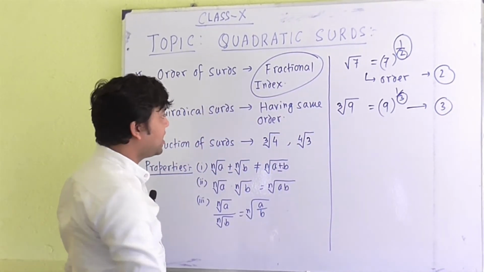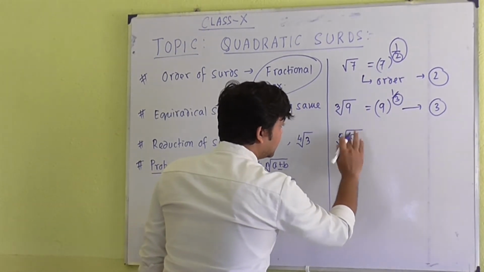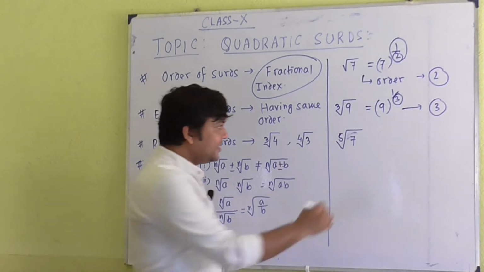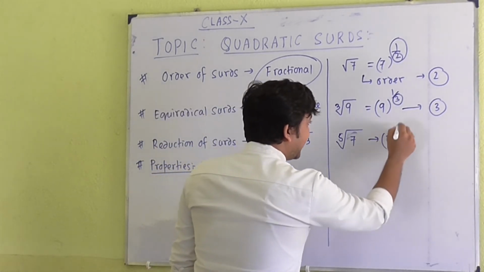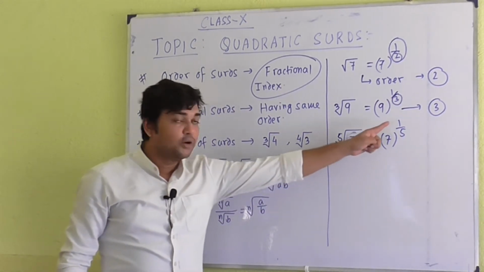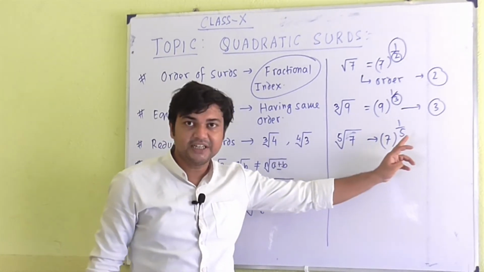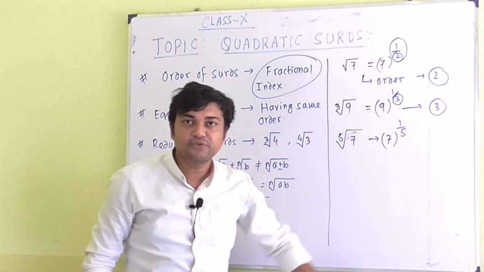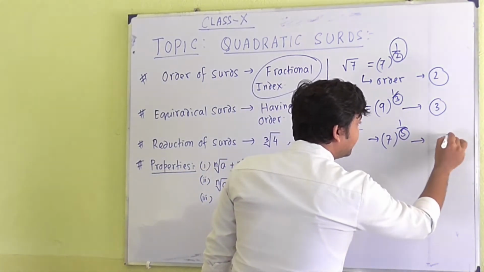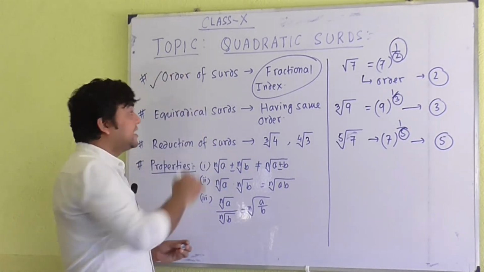The last example for the order of a surd, let us take the fifth root of 7. If we expand this number, then it can be written as 7 to the power 1 by 5. Again, we have to look for the fractional index. 1 by 5 is the fractional index present here. Now, look at the denominator of the fractional index. What is the denominator? The denominator is 5. So, clearly we can say the order of this surd will be 5. Okay? I think it is clear.